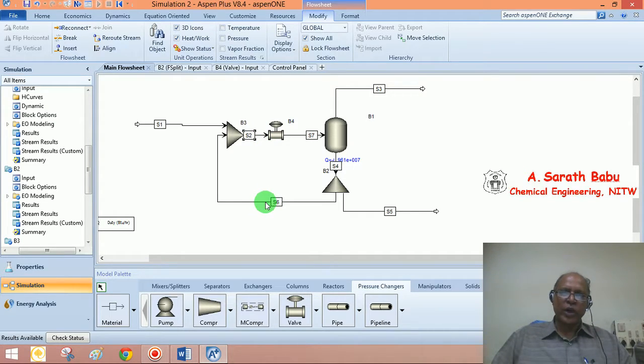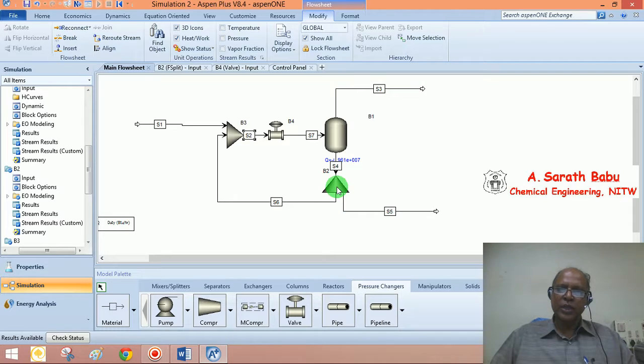But we have not specified any amount for the recycle stream. This stream is not known. So what the simulator does is, all the recycle streams are going to be tear streams. It makes an assumption with respect to the tear stream, calculates the output, then computes the next block, then evaluates S6, compares it with the previous assumption, and if they match, fine. Otherwise, these blocks once again are going to be iterated.